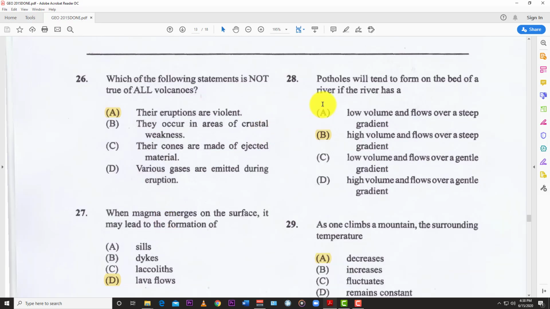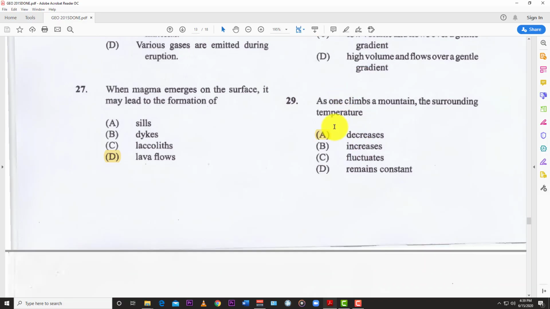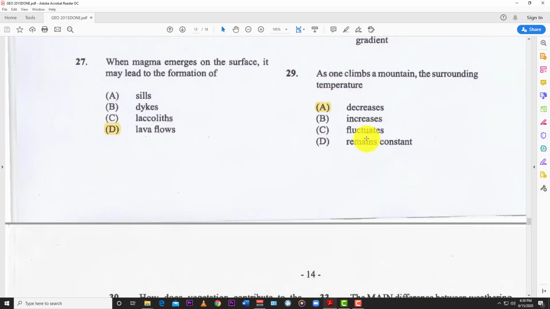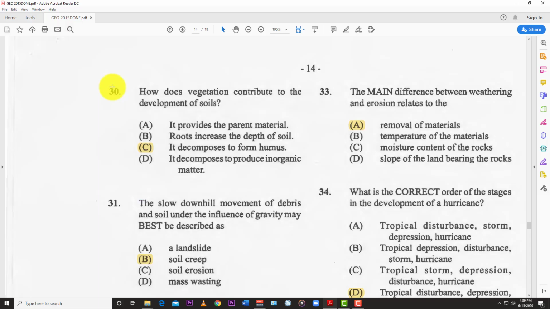28, potholes will tend to form on the bed of a river if the river has a, and the answer is B, high volume and flows over a steep gradient. High volume and flows over a steep gradient. 29, as one climbs a mountain, the surrounding temperature decreases. As you climb a mountain higher and higher, the temperature gets colder and colder, so it decreases.